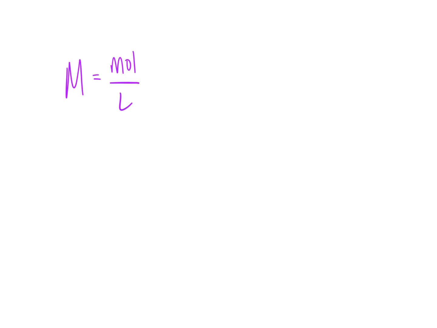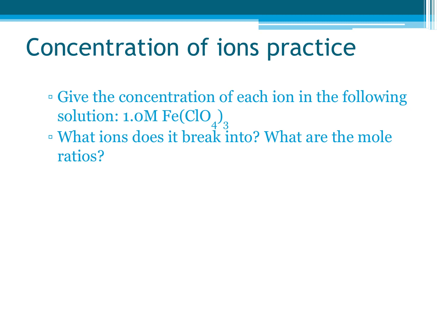Okay, and so when we look now at concentrations of individual ions, we need to remember what happens in the dissolving process and in the solution process. So let's go back and understand how we're breaking that down. Give the concentration of each ion in the following solution. We have a solution that's 1 molar, and then what would be the name of that molecule? Iron 3. This one's actually called perchlorate. We might not know that one.